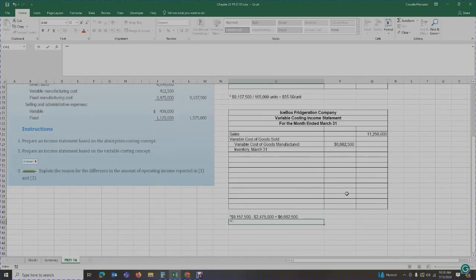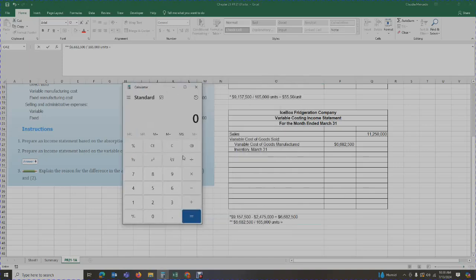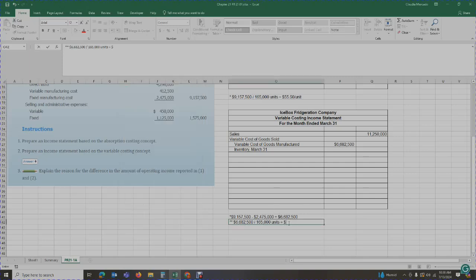So we're going to get the 6,682,500 and divide by the 165,000 units. And let's see what that gives us. So we have 6,682,500 divided by 165,000 units. So that's going to give me $40.50 per unit.